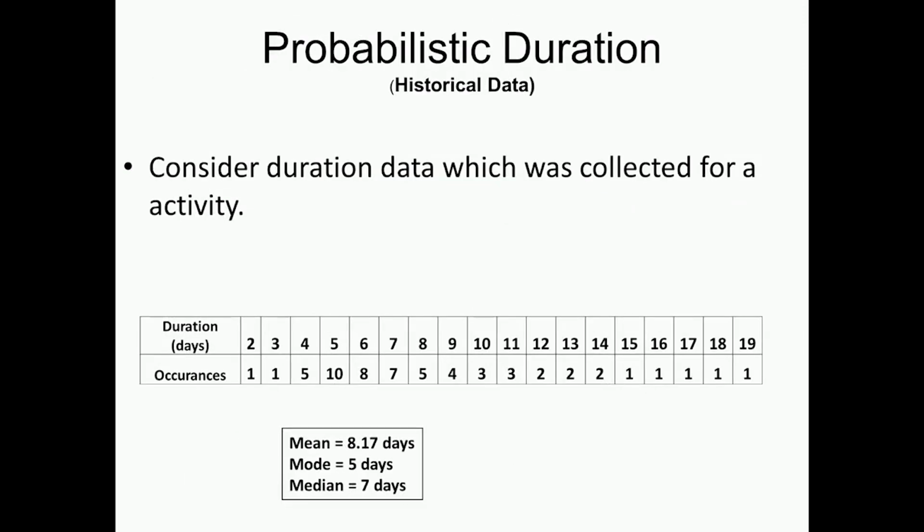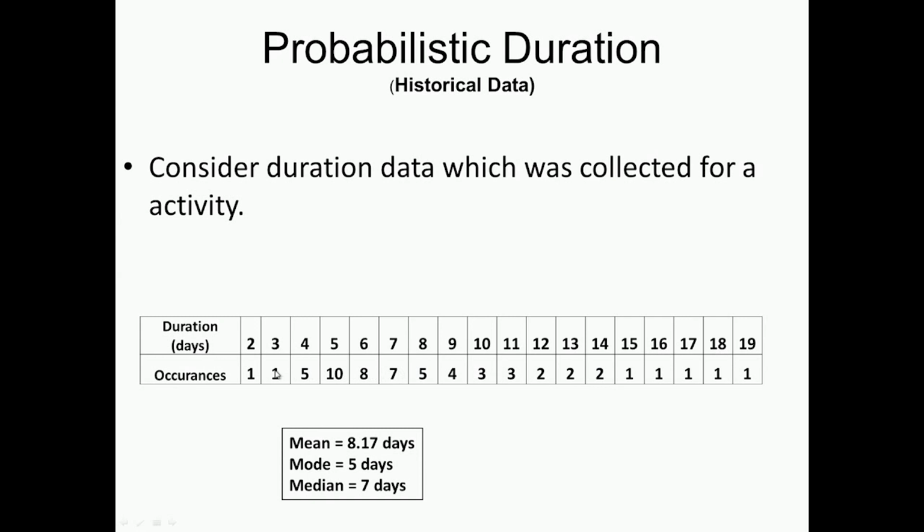If we take historical data, what I have given here is a table. So how would I collect historical data? Actually what we would take is, let's say an activity, and you can see the number of occurrences of a particular duration that activity has undergone. So the activity has been done in as short as 2 days and as long as 19 days, and this is really the frequency of occurrence of the various days.